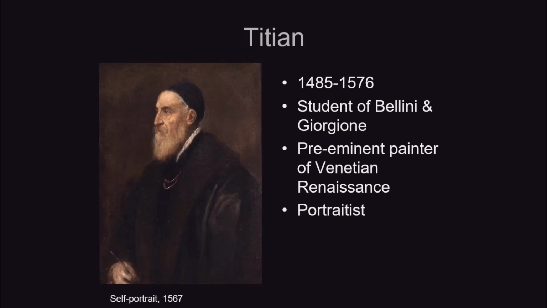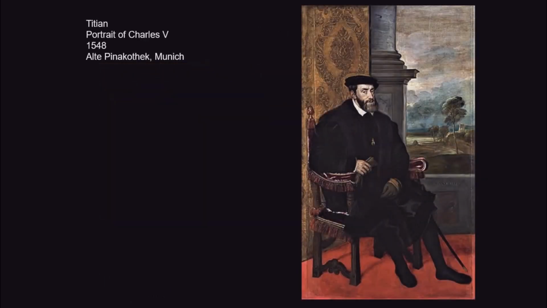So Titian was a student of first Bellini and Giorgione, and he's probably the preeminent painter of the Venetian Renaissance. He really makes his reputation as a portraitist, and he paints the most powerful people in the world. This is a portrait of Charles V. Charles V was the King of Spain and the Holy Roman Emperor simultaneously, which means he had dominion over most of Europe and all of the New World territories that had been brought in by the conquests of Cortez and Pizarro.